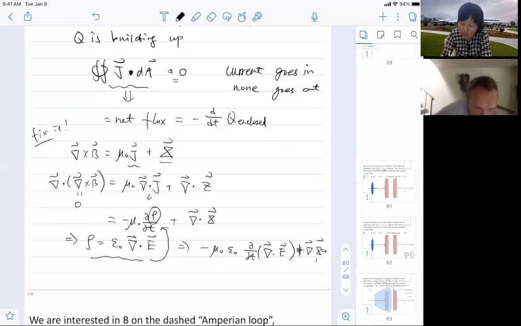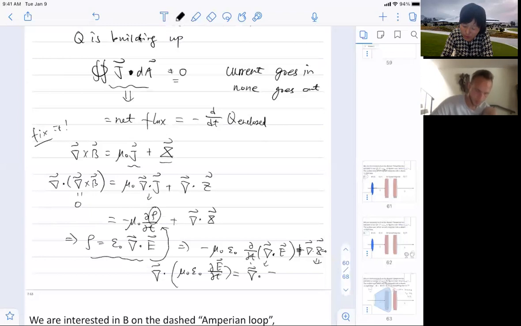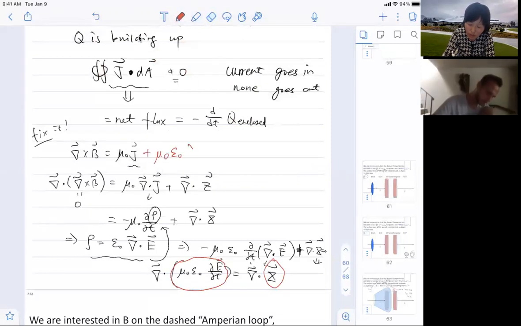So I can see what this quantity has to be, and you can already see what it has to be. It has to be mu naught epsilon naught dE/dt, because the divergence doesn't matter with time, I take the divergence out to the other side. This is equal to the divergence of my unknown quantity. So let me modify my Maxwell equations and add mu naught, epsilon naught, dE/dt. And now I have fixed it.